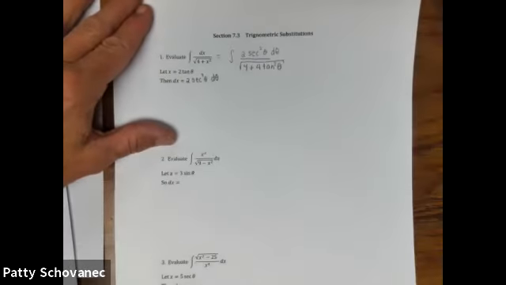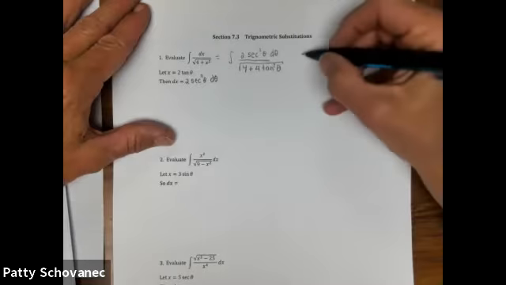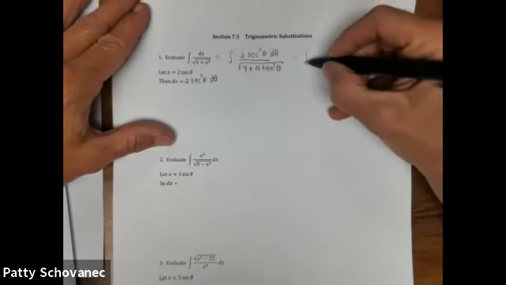So we write a new integral in terms of the new variable. Now look under the radical sign. I got that common factor of 4 that I'm going to pull out.